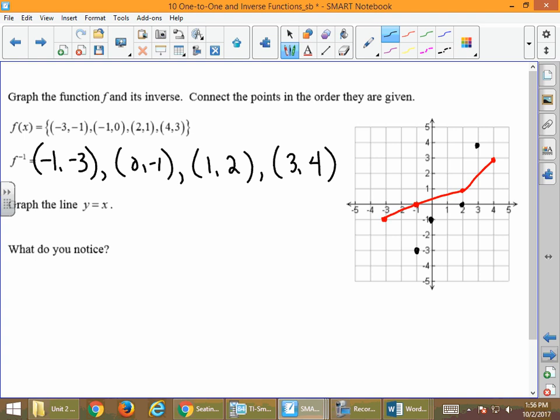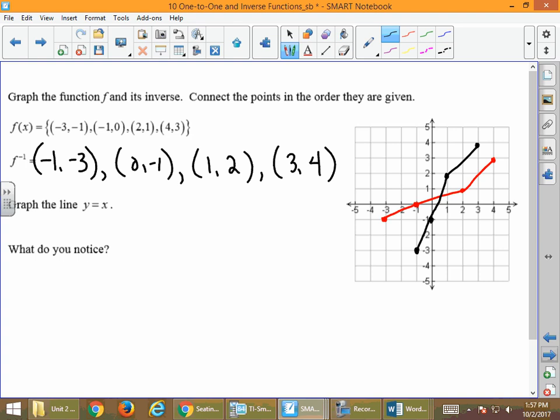-1, -3. Over 0, down 1. 1, 2, which is over 1, up 2. Connect them in that order. And once I have that 1-point graph correctly, it makes a big difference.